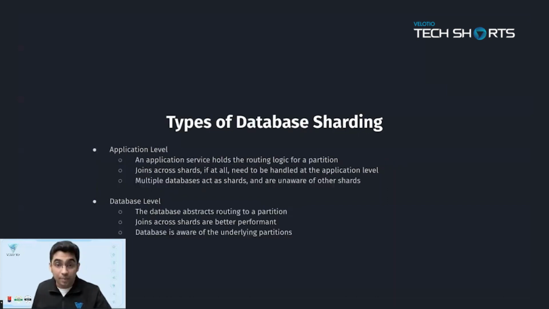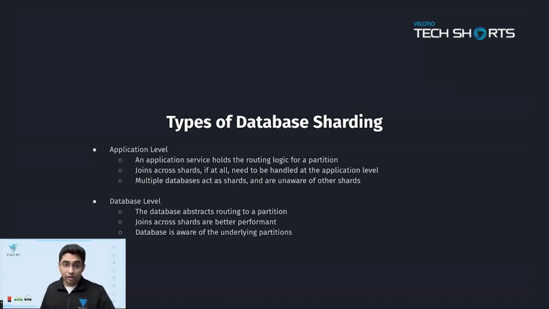Let us understand different types of sharding. One is application level, also known as functional, and another is database level sharding. In the case of application level sharding, the application holds the routing logic. Joins across shards should be avoided, but if we need them, they are to be handled at the application level. And so the business logic here is evolved, a little complex. Now, multiple databases act as shards and are unaware of other shards.